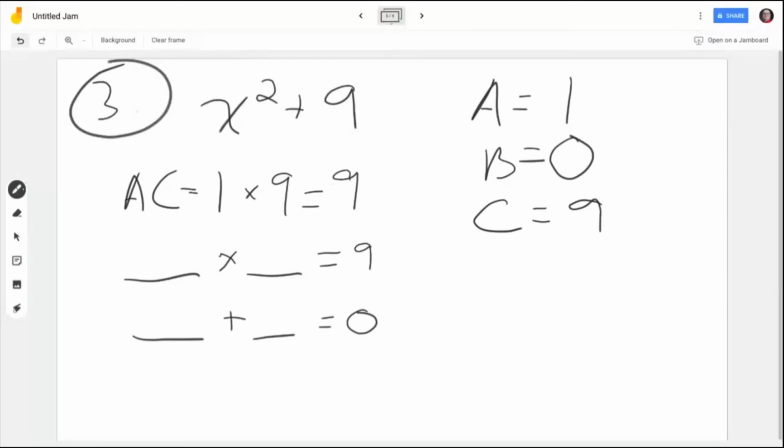We will learn a method to solve these if they are equations, but this one is actually already factored. This is the prime factorization right here. So you can't factor this one anymore. All right, that's it.